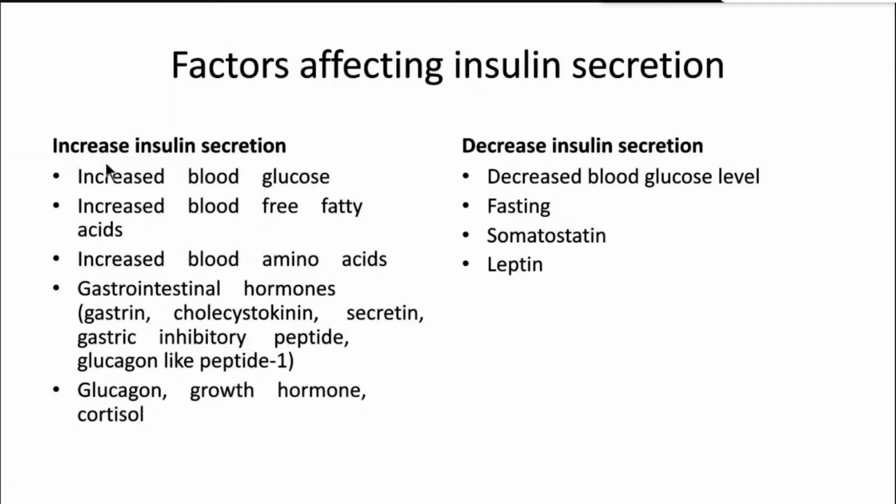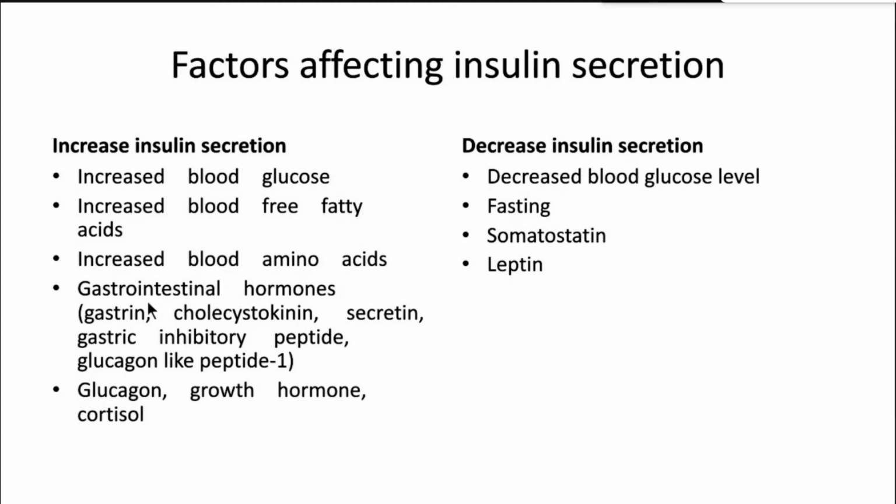Now, there are some factors that increase insulin secretion and there are some that decrease. From physiological viewpoint, some are more important than others. For example, we have already seen increased blood glucose level will increase secretion. Similarly, increased blood free fatty acids and amino acids will also increase. But the major regulator is glucose level, remember. We can forget others, but remember glucose.